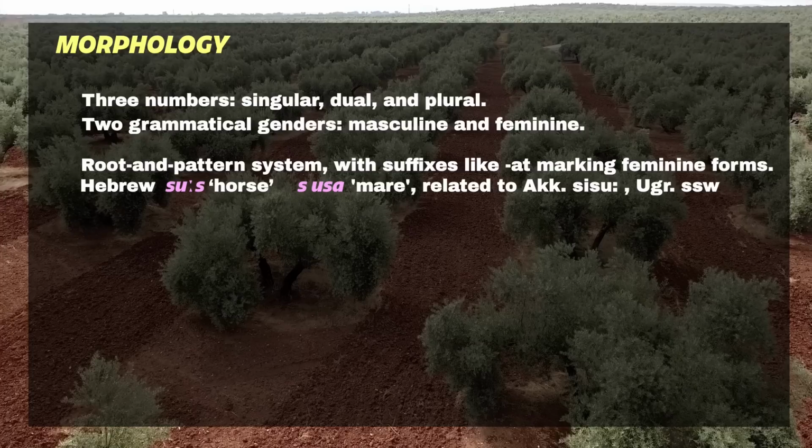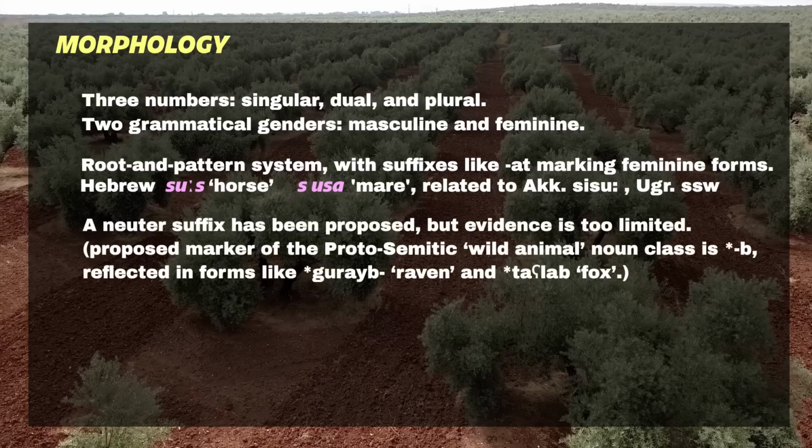Susa. Throughout the history of Semitic studies, it has been suggested that traces of a neuter suffix may be reconstructible in Proto-Semitic. This has been proposed based on a possibly fossilised marker found in the wild animal noun class. However, since fewer than 10% of animal names actually contain this marker, a reconstructible neuter form for Proto-Semitic is considered by most to be unlikely.